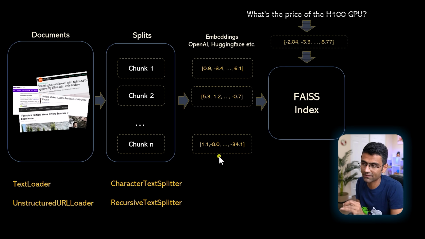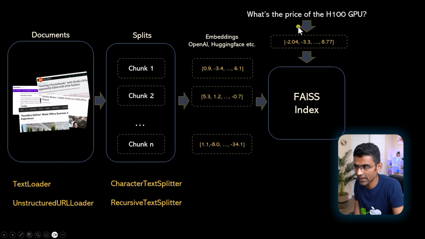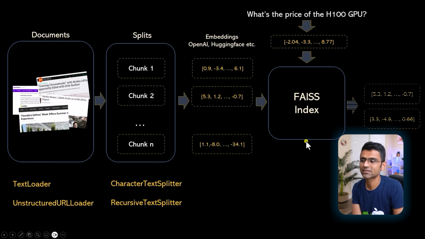So let's say we have an input question, what is the price of H100 GPU. We will first convert that into a vector using the same embedding technique, and then we will give it to the FAISS index. Let's say the vectors that we have created out of these chunks number 1 million. FAISS will efficiently perform a search for a given vector, and it will tell you out of those 1 million how many of those vectors are similar.